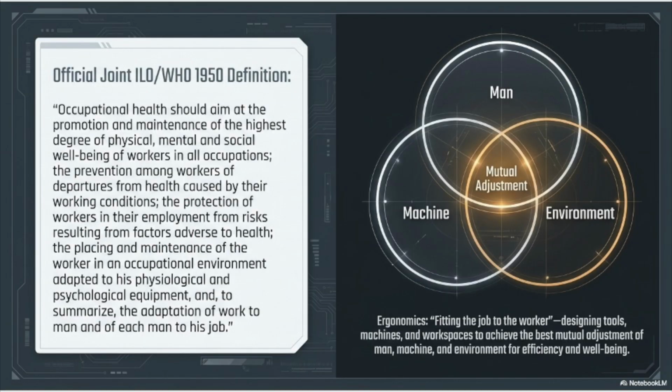Occupational health is the branch of public health concerned with the promotion and maintenance of the highest degree of physical, mental, and social well-being of workers in all occupations. According to the joint definition of the International Labour Organization and the World Health Organization, it aims to prevent diseases caused by working conditions, protect workers from occupational hazards, place workers in jobs suited to their physical and mental capacities, and adapt work to the worker as well as the worker to the job.